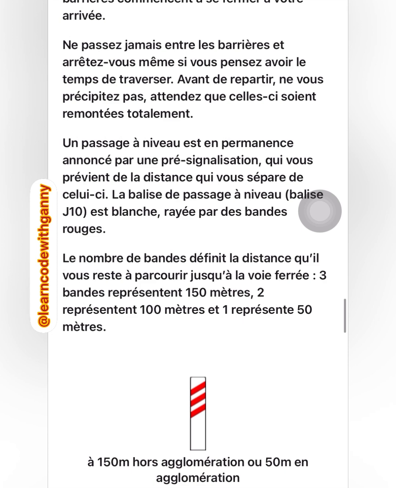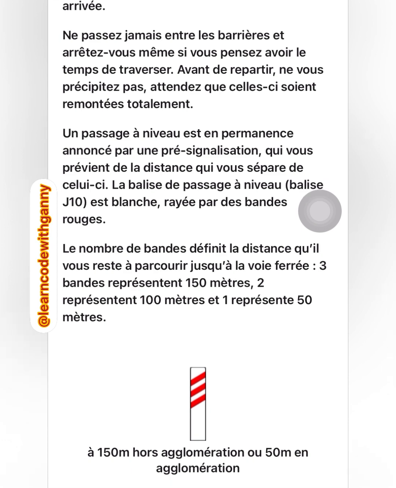Take note of that. It warns you. You are going to see some pictures that you will know. The number of stripes defines the distance you have to travel to the railway. When you see the three, each one represents 50 meters, in case they ask you.